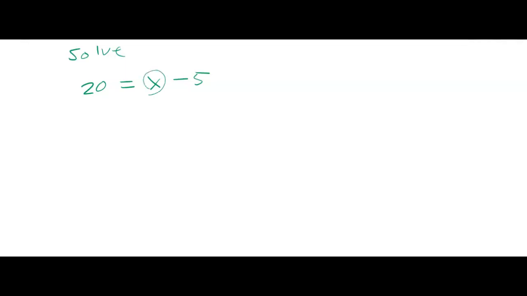But I have x, when I subtract 5 from x, I know I have 20. So the opposite of subtracting 5 would be to add 5. And some of you may see it better if I do this. Just give me 1 second here.